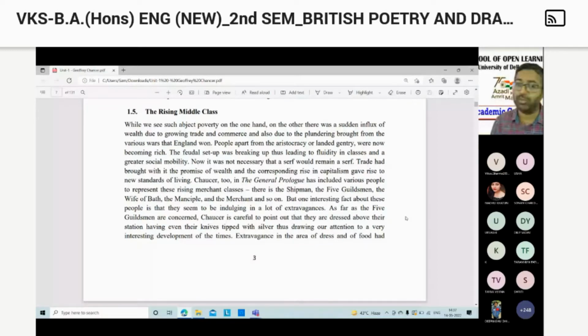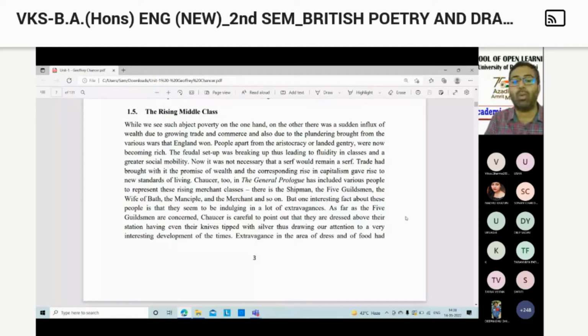So the middle class was getting richer because they were the people who did trade and commerce. They engaged themselves in this kind of businesses. So they were getting richer by these things. Chaucer, too, in the general prologue, had included various people to represent these rising merchant classes. There's the shipman, the five guildsmen, the wife of Bath. All these people represent this kind of middle class people. The manciple, the merchant, and so on are all part of the general prologue. So they are rich people, and they are trying to exploit the poorer and exploit the opportunity so that they could get a lot of money out of these kind of resources.